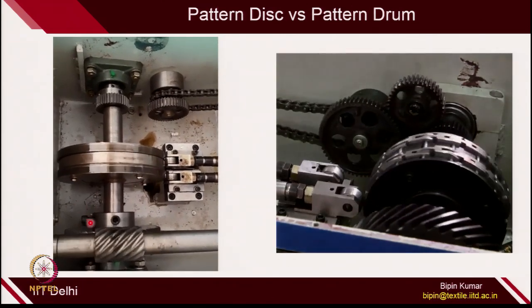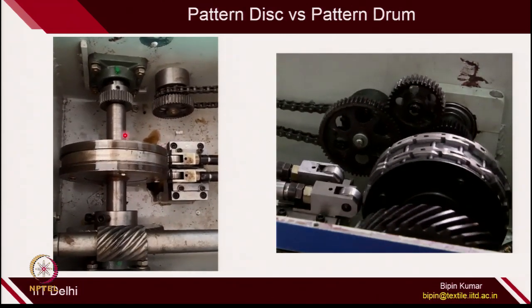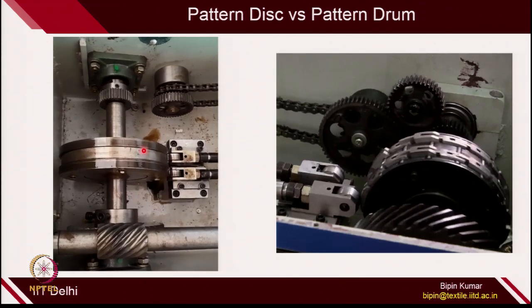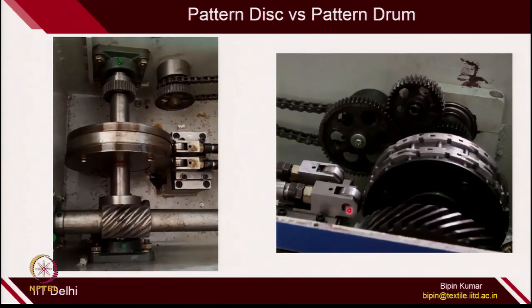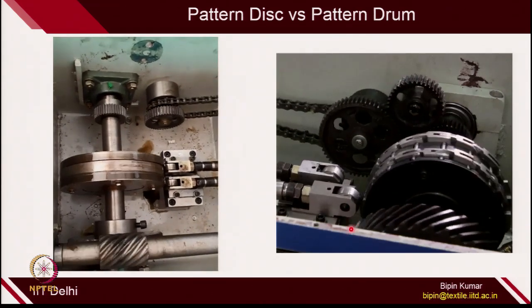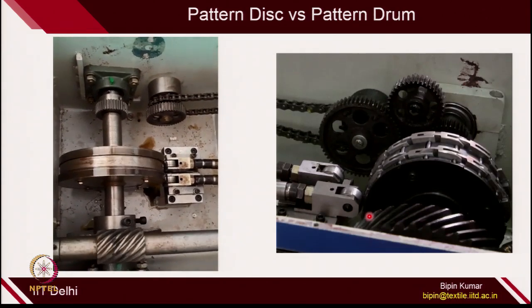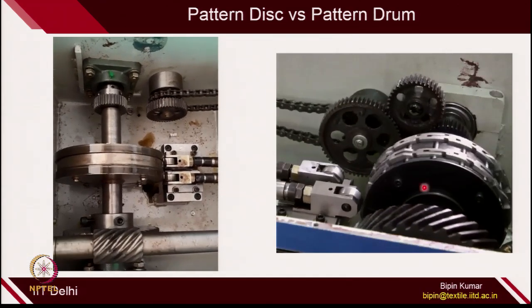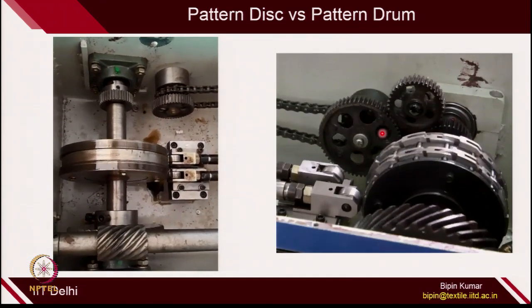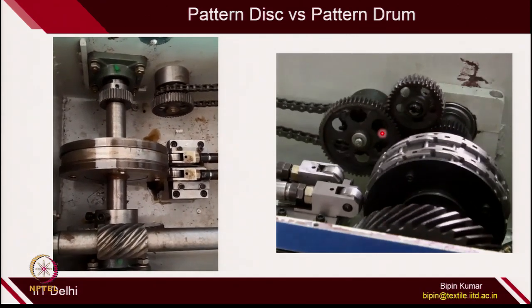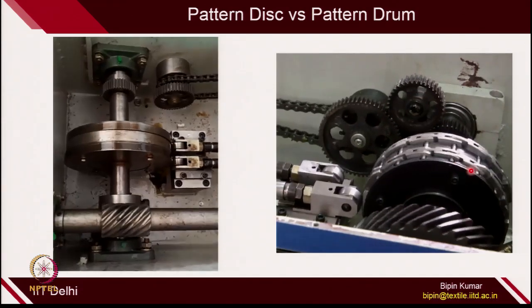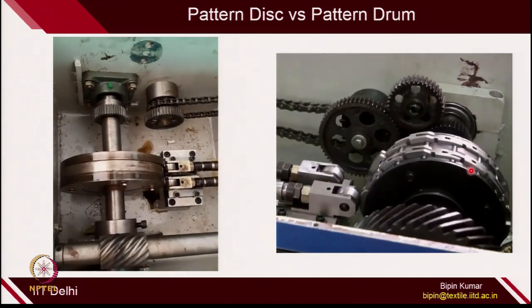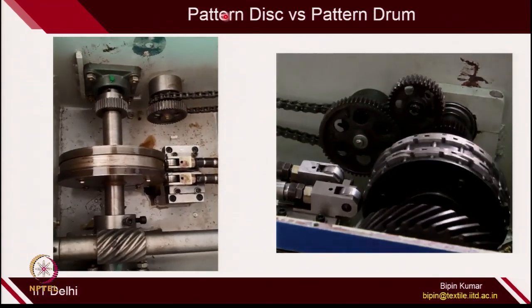So, with more control on the disc, that is why you can go for very high speed, but here you can see there are a lot of jerks because of sudden elevation and sudden depression when you are shifting from one link to another link. So, because of that, this particular drum arrangement is not suitable for very high speed. So, once speed is more important, pattern disc is more followed.